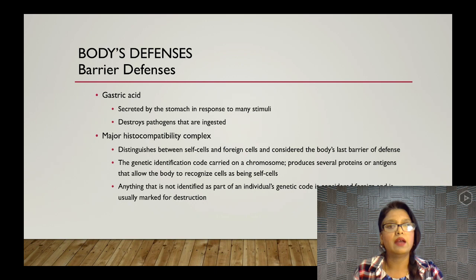Major histocompatibility complex. What is that? That is distinguishing between self cells and foreign cells and is considered the body's best barrier for defense. The genetic identification code carried on a chromosome produces several proteins or antigens that allow the body to recognize the cells as being self cells. Anything that is not identified as a part of the individual genetic code is considered foreign and is usually marked for destruction.